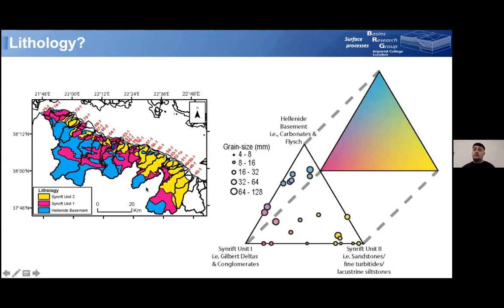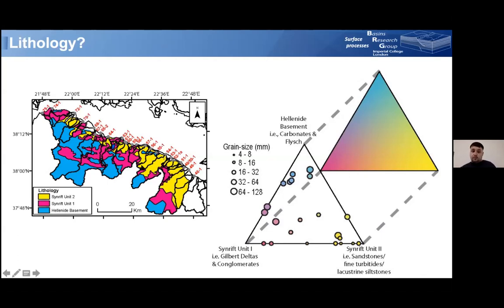And I based them into these groups because if you erode a Gilbert delta, you're going to get clasts which are pebbles and cobbles with a matrix. If you erode a lacustrine siltstone, you're going to get silt. So essentially our idea was with catchments eroding more siltstone, you're going to get a finer export.